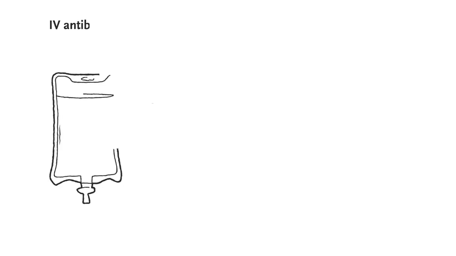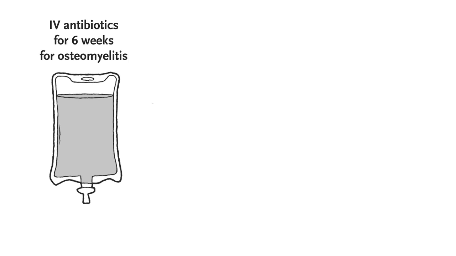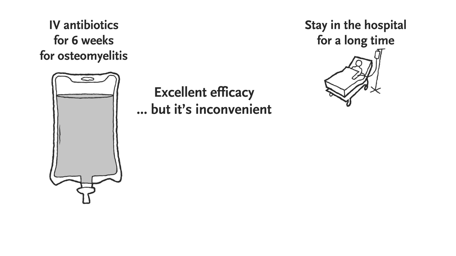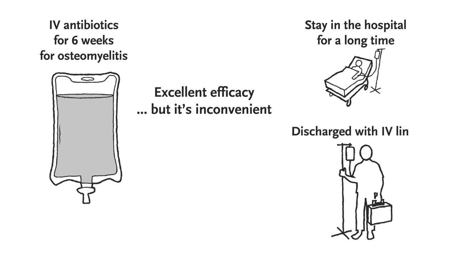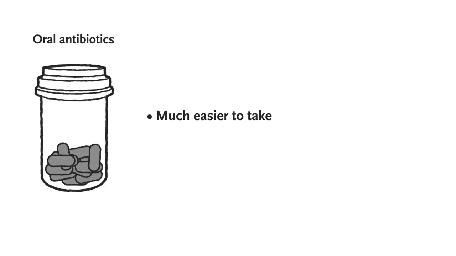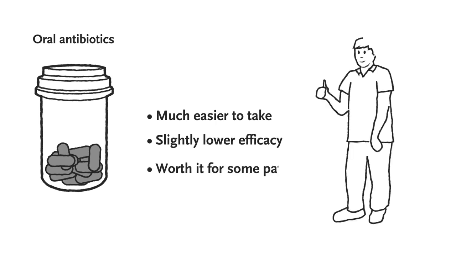Let's say IV antibiotics for 6 weeks is the standard treatment for osteomyelitis. The IV regimen has excellent efficacy, but it's inconvenient. You have to stay in the hospital for a long time or get discharged with a big IV line in place. Oral antibiotics would be much easier to take, and even if they had a slightly lower efficacy, they would be worth it for some patients.